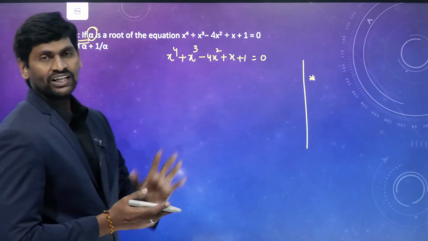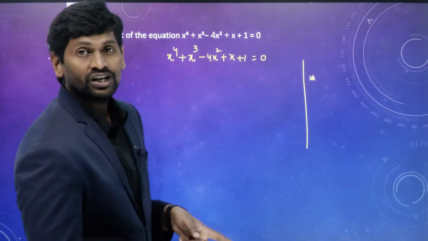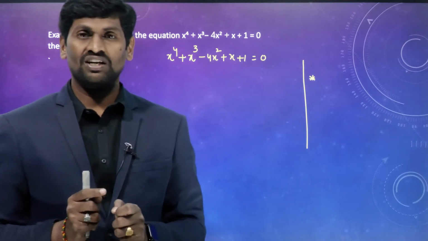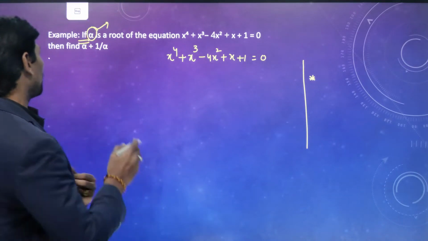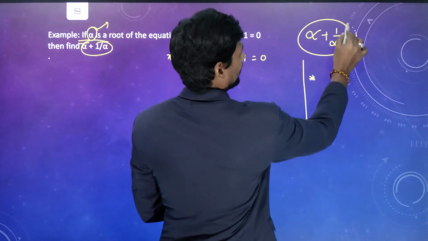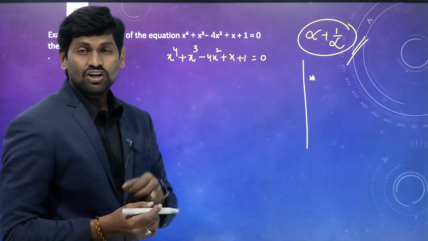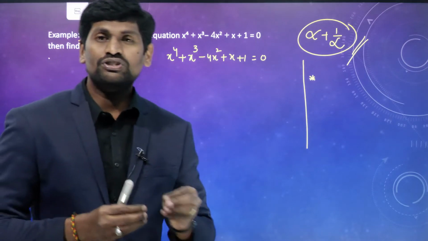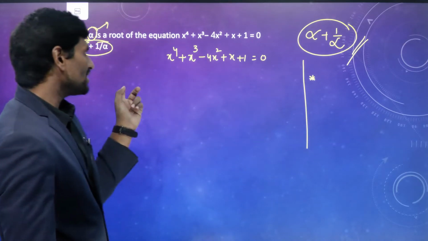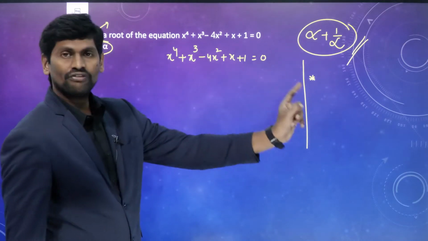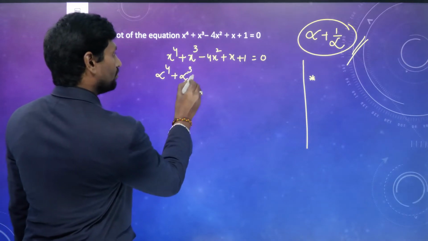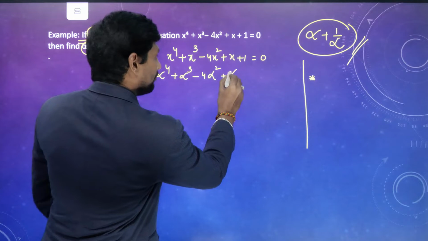Now here degree 4, you will get 4 solutions. The solution also given is alpha. Alpha is the root of the equation, nothing but a solution of the equation. We need to find the value of alpha plus 1 by alpha. According to the root of the equation, we discussed that when you substitute the value in the equation, it becomes a solution or root. Let us substitute alpha in the place of x. That is alpha power 4 plus alpha cube minus 4 alpha square plus alpha plus 1.